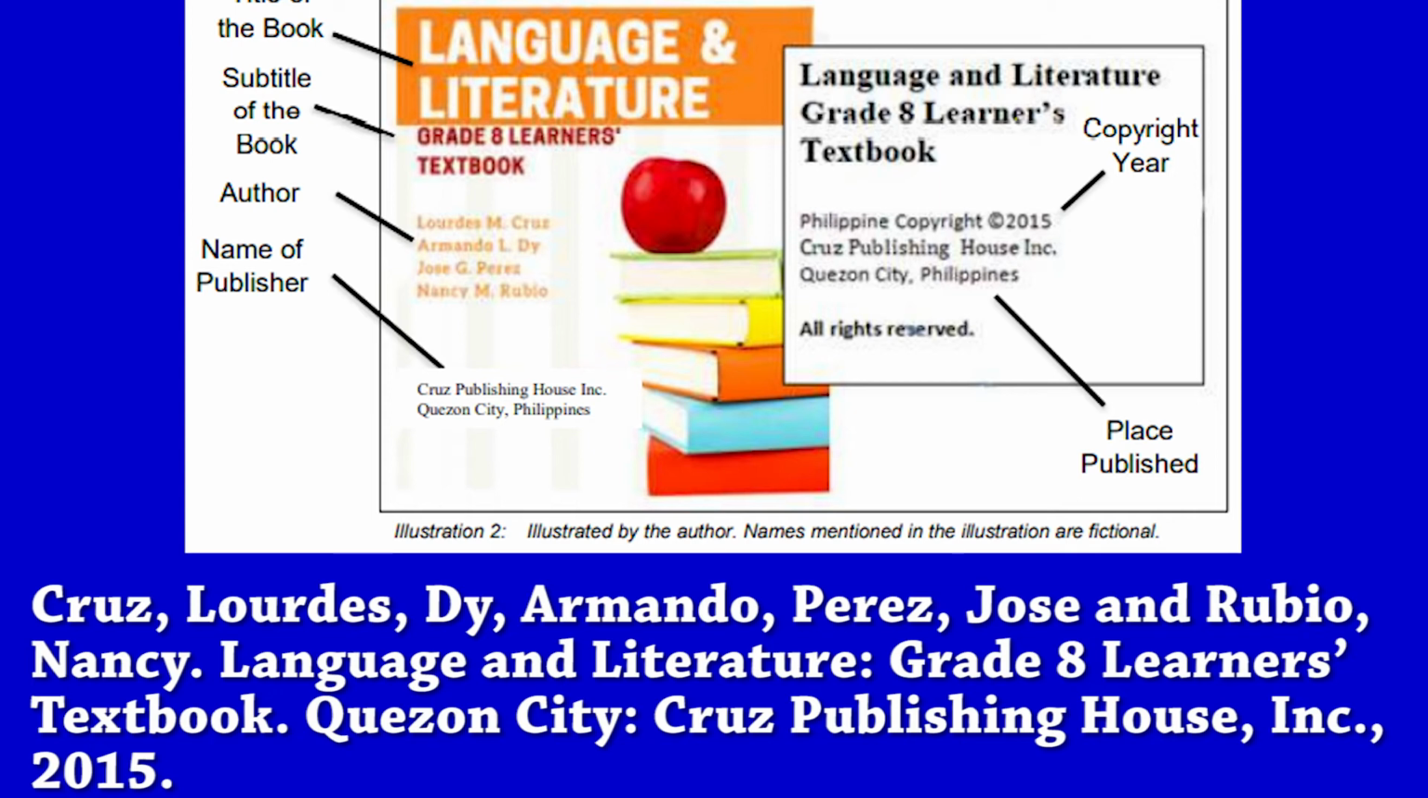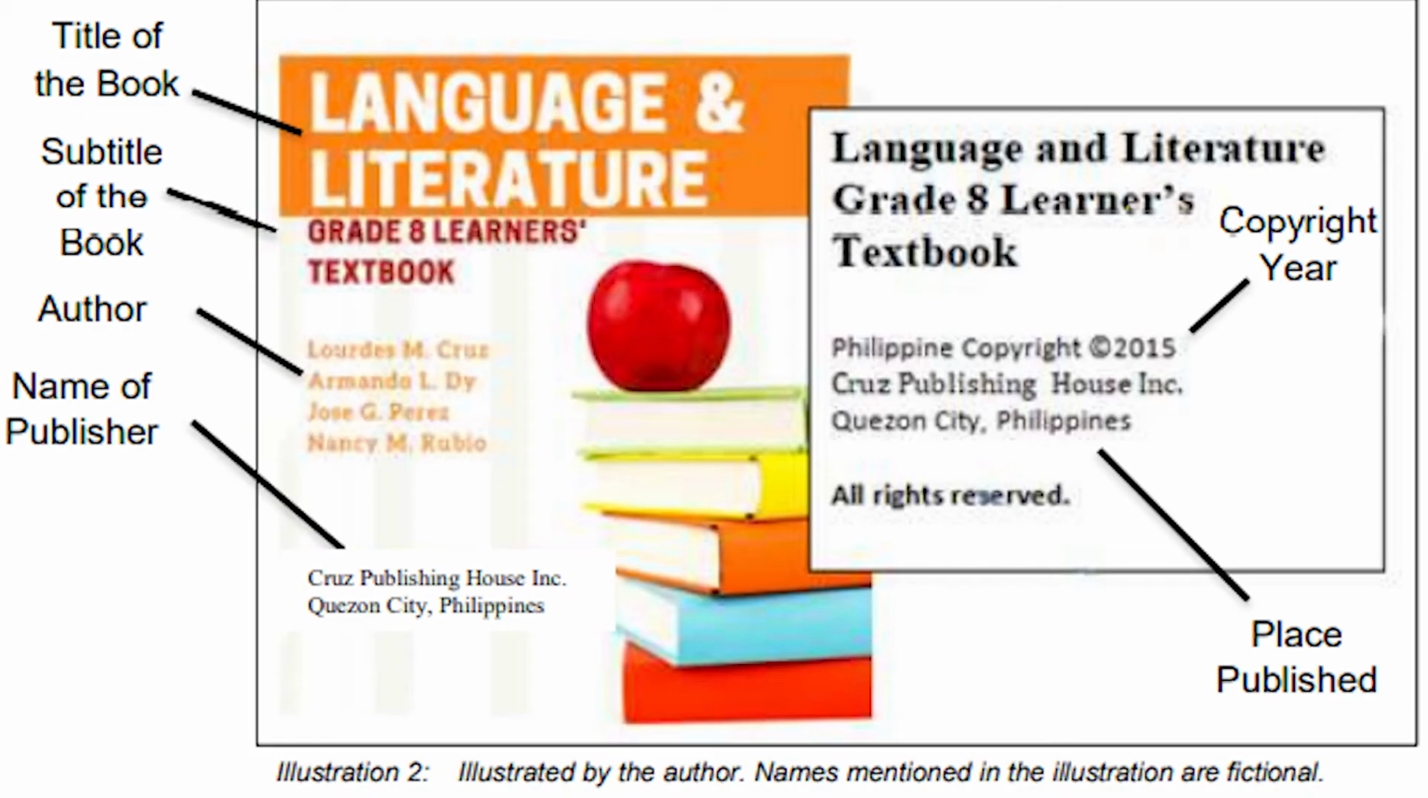Okay, I will give you another example, and this is a chapter in a book. For example, you are writing a research paper, and then kumuha ka doon sa book na isinulat ni Cruz, entitled Language and Literature. So, paano mo ilalagay or paano mo ito isusulat bilang bibliography mo? Okay, ganito yon. So, apelyido muna, Cruz, and then, comma, isunod nyo ang name niya, the first name, Lourdes, period.